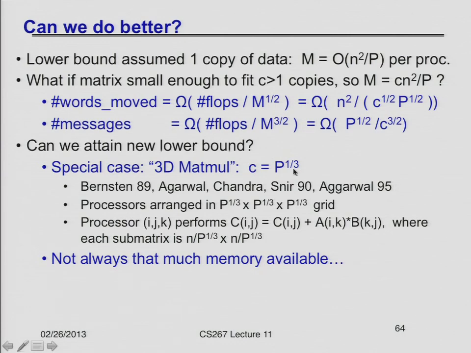And why did they happen to choose that particular number? Because there was a natural way to think about the algorithm. You took all your p processors and laid them out in this cubical grid, and each processor did something inside this cube of possible matrix multiplies. But the point is, you don't always have p to the 1/3 copies of the memory, or p to the 1/3 copies of all the data. It turns out there is a new algorithm that attains it.